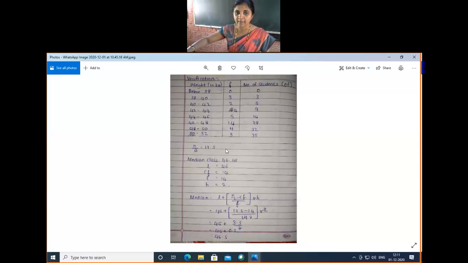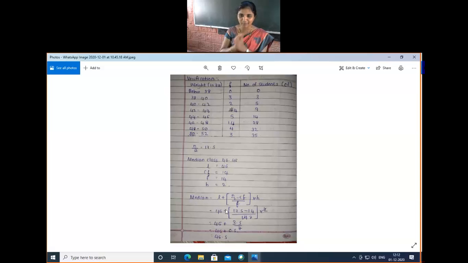So when the less than form and cumulative frequency is given, preparing the class interval and frequency is a very important concept. Then N by 2 is 17.5. Then the median class is the one with 28, here 46 to 48. Here you will get the median class. So L is 46, CF is 14, F is 14, H is 2. Median is L plus N by 2 minus CF by F into H. So median is equal to 46.5.